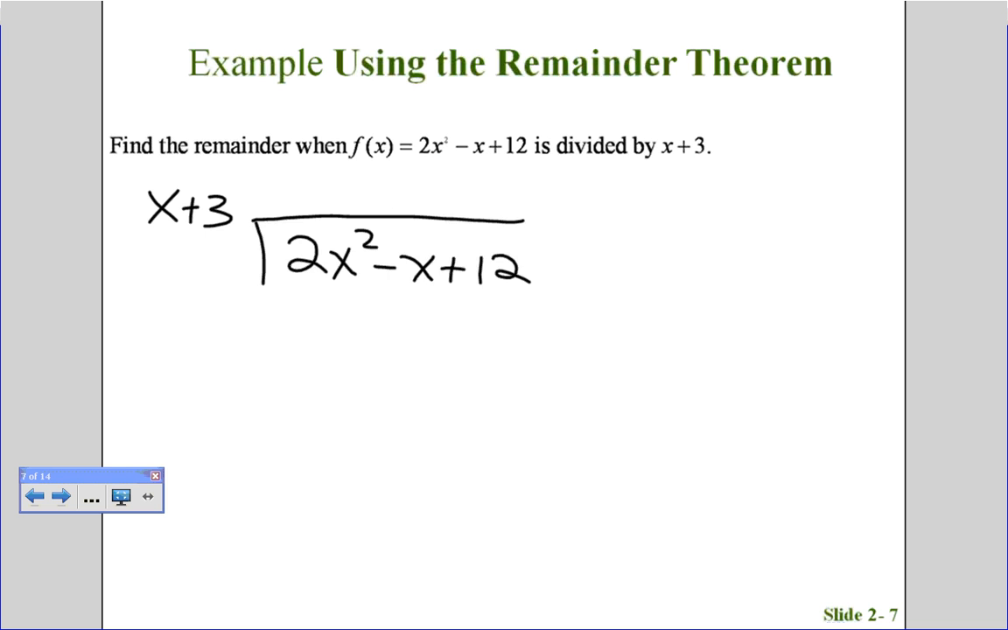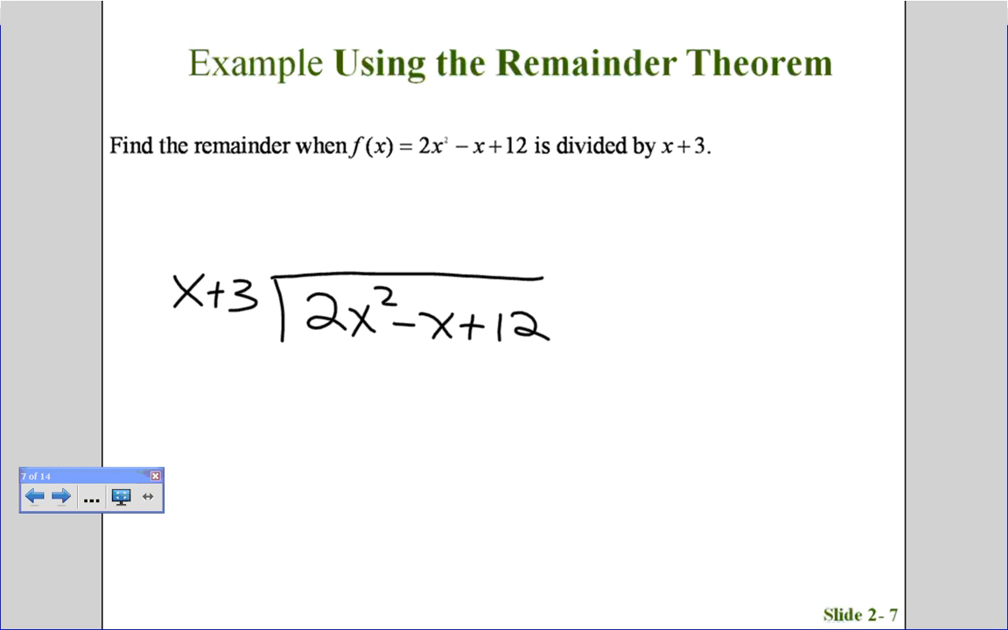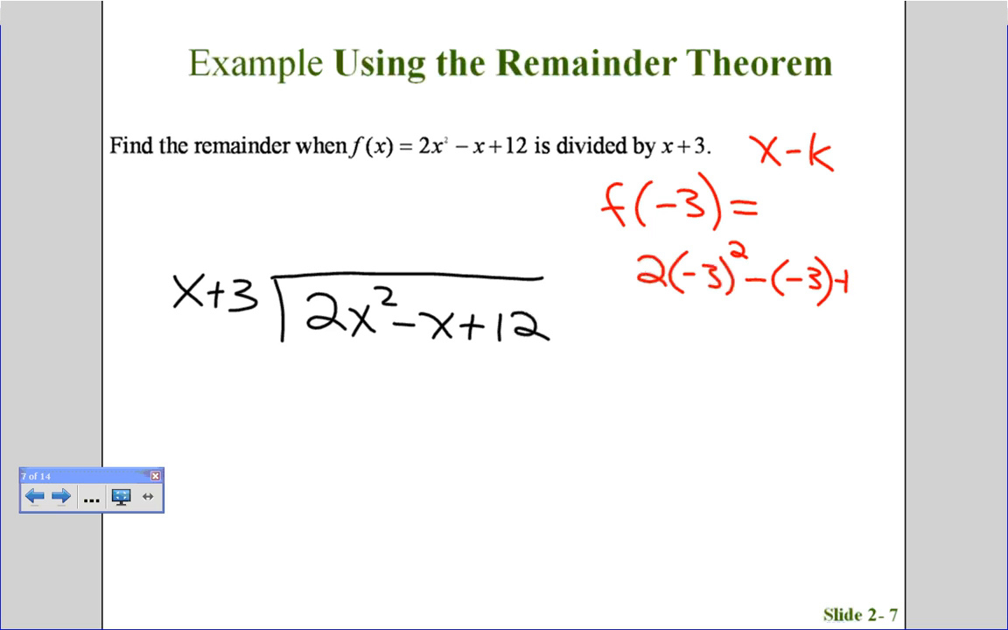In a minute, we'll actually do the long division, which is good practice for us. But in the meantime, I'm going to evaluate f of not plus 3, but minus 3, because remember the format is x minus k, and since my minus k was a plus 3, that means k is minus 3. I can figure out what the remainder is by plugging in a minus 3. I get 2 times minus 3 squared minus a minus 3 plus 12. This is 18 plus 3 plus 12, and that gives me the answer of 33.